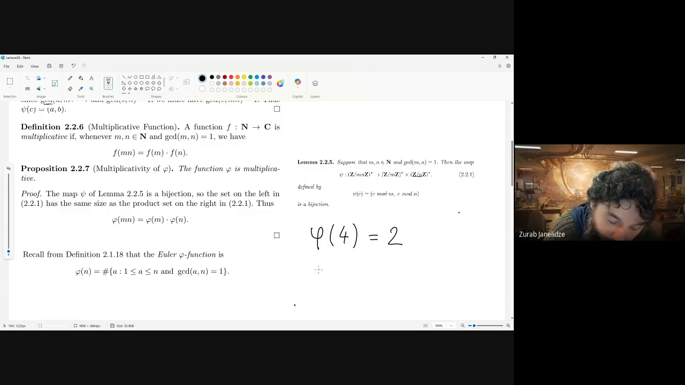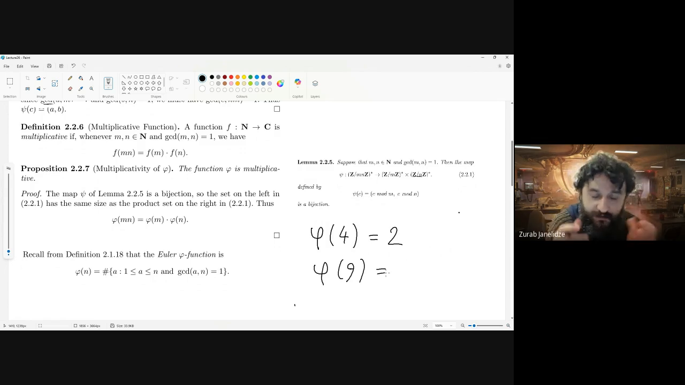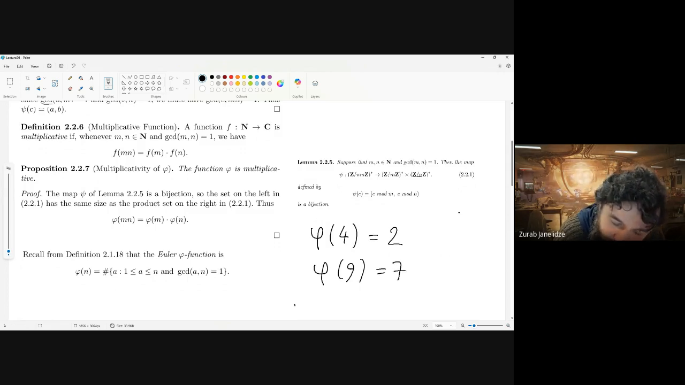Okay. What about phi of 9? Again, we can't use the fact that 9 is equal to 3 times 3. So which numbers are coprime with 9? 1 is coprime with 9. 2 is coprime with 9. 3 isn't. 4 is. 5 is. 6 isn't. 7 is. 8 is. That's 6 numbers, so phi of 9 is 6. I hope I'm not making a mistake, yeah?